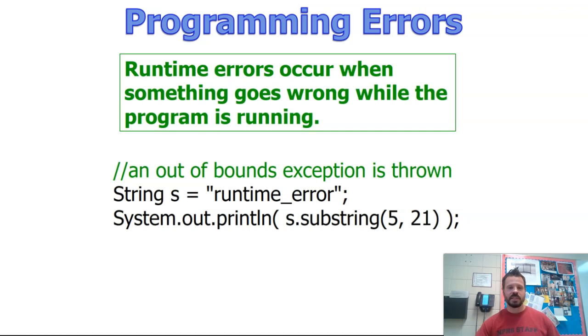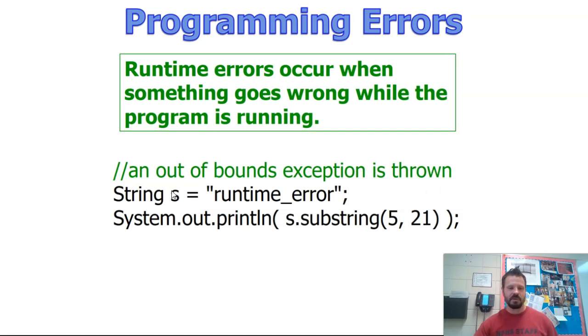And then the last one's a runtime error. Runtime errors occur when something goes wrong while the program is running. So I compile that program. Java says, looks like it's okay, but it's not going to anticipate every possible error that could occur. So a common one we'll see is an out-of-bounds exception, or an out-of-bounds error.